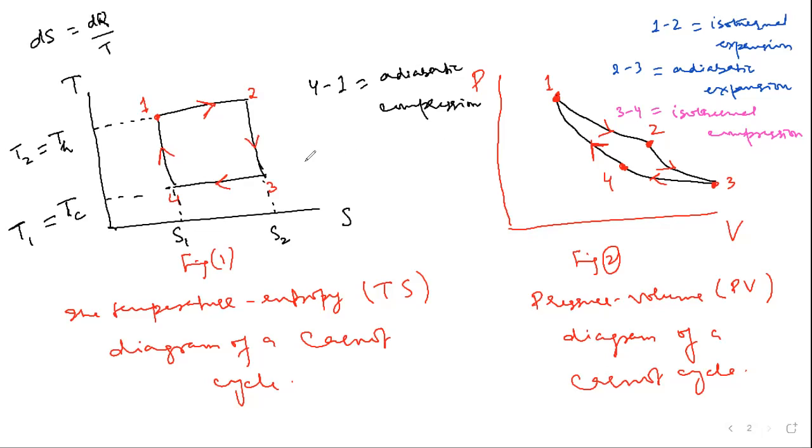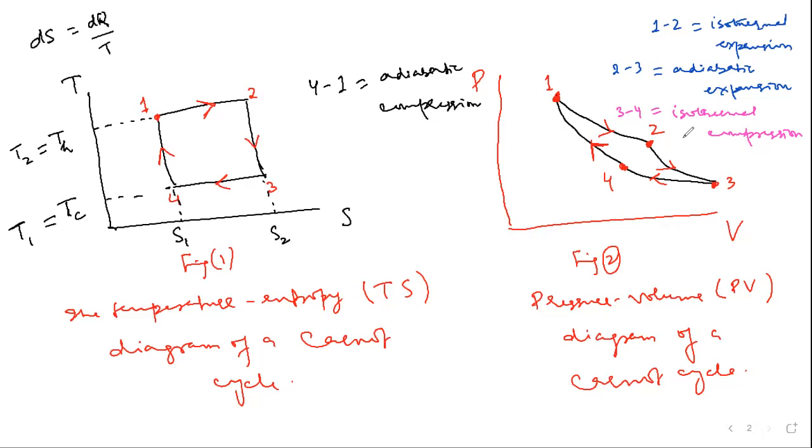So it's clear that during two isothermal processes, temperature stays constant, 1 to 2 and 3 to 4, but entropy changes. From 1 to 2, entropy increases. From 3 to 4, entropy decreases. From 1 to 2, entropy increases at temperature T2. From 3 to 4, entropy decreases at temperature T1.